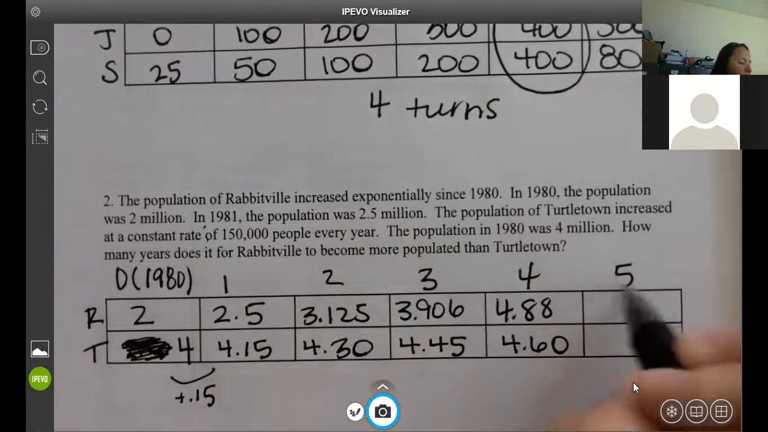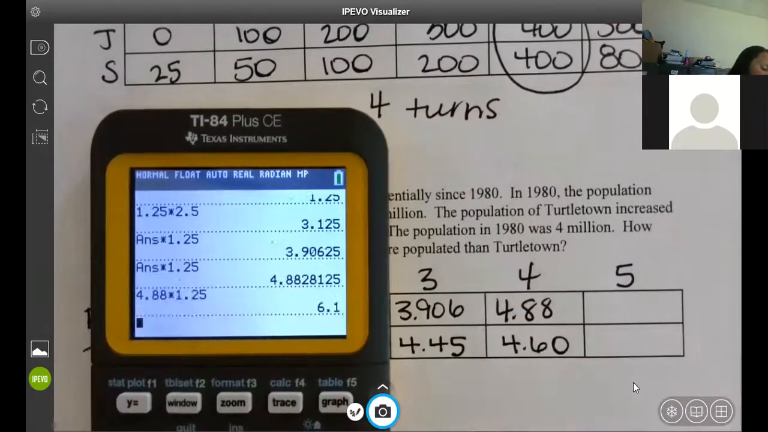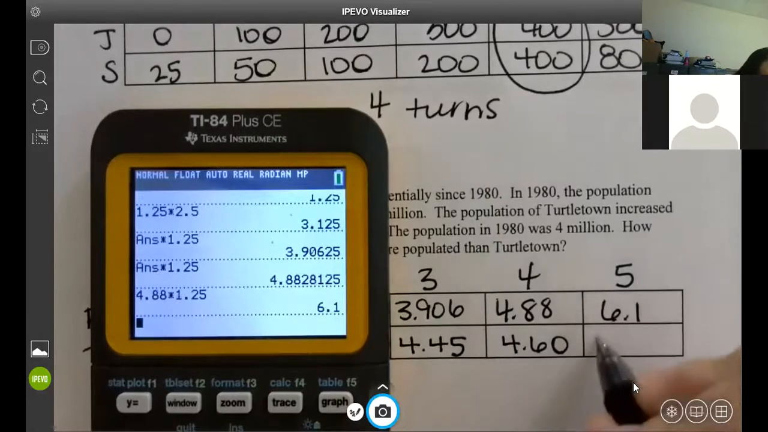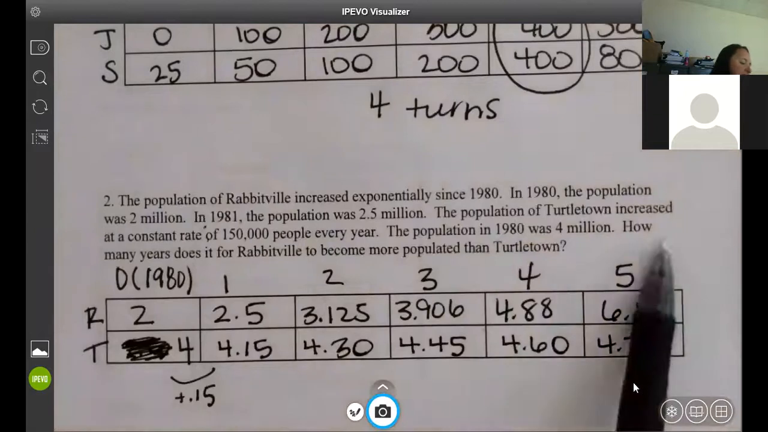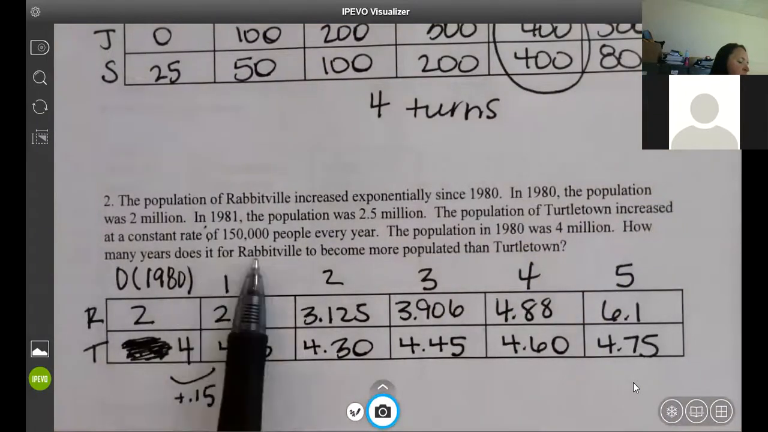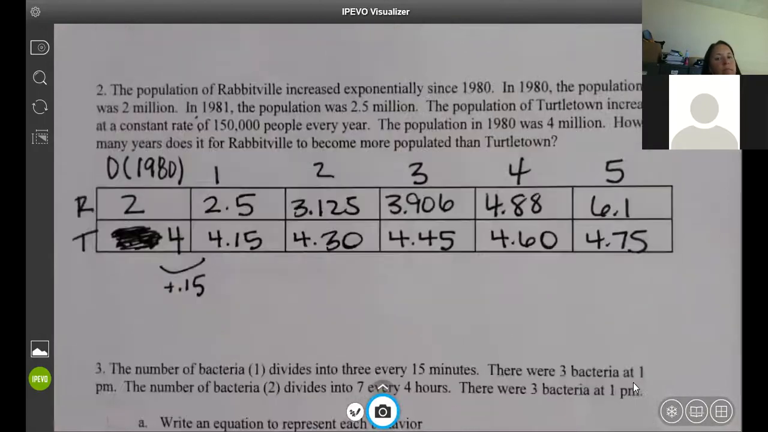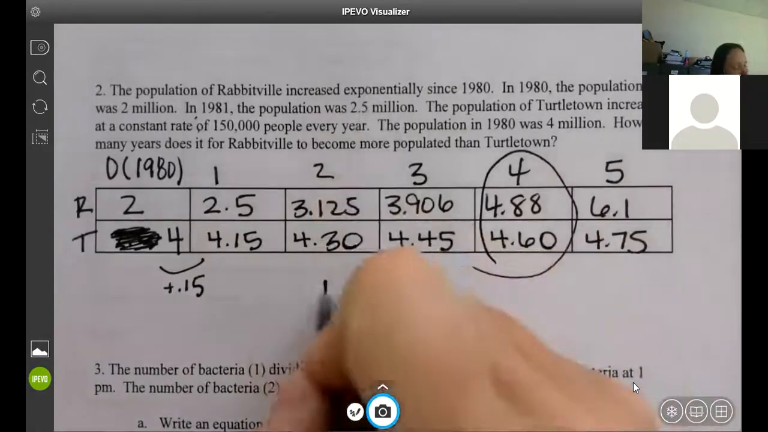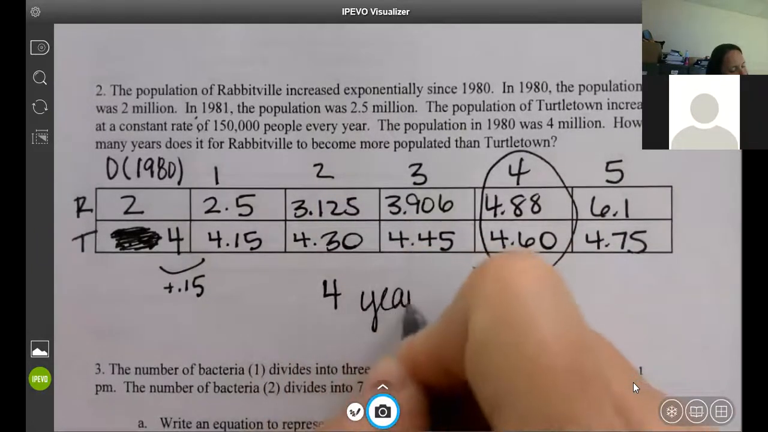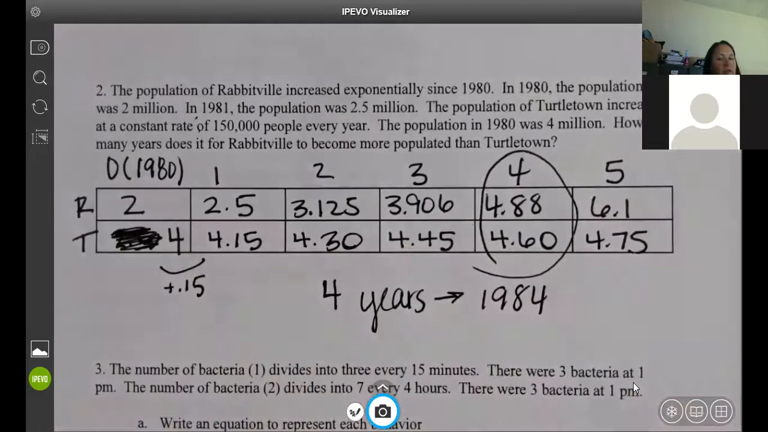Okay. If I go on to 5, I'm going to go ahead and give you the numbers. We get 6.1 and 4.75. It asked, how many years does it take for Rabbitville to become more populated than Turtletown? 4. 4 years. What year would that have been? 1984. Yeah, 1984. Good. That's all you do.